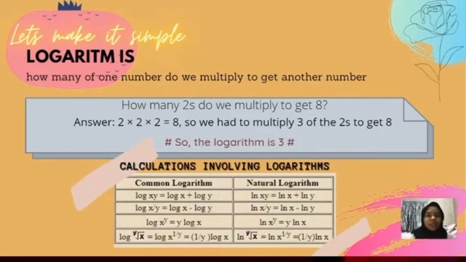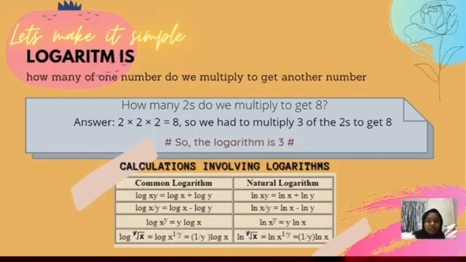Logarithm is how many of one number do we multiply to get another number. For example, how many 2s do we multiply to get an 8? If we use basic calculation, we multiply 2 by 2, by another 2, so we get an 8. So we need 3 of the number 2 to get an 8. So the logarithm is 3.